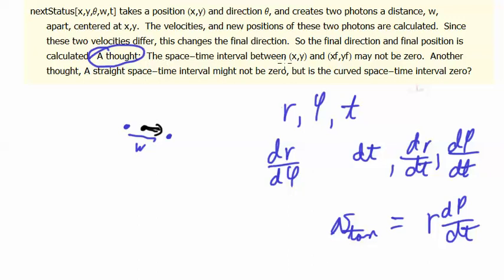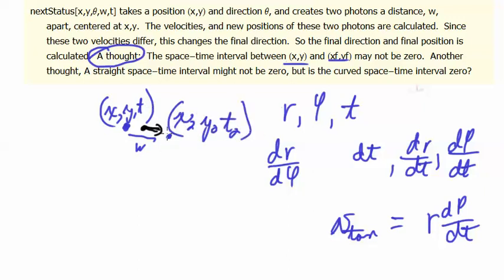For instance, it says the space-time interval between x comma y and x final y final may not be 0, but really, you don't have space-time intervals between positions. You would have x, y, and t at the moment where the photon passed that point, and x2, y2, t2, the moment in space and time where the photon passes that point.